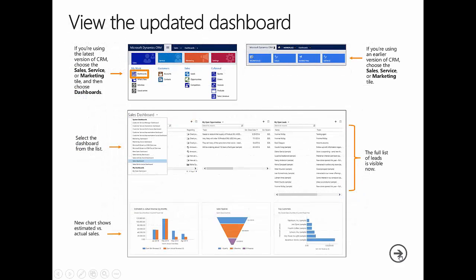View the updated dashboard. If you're using the latest version of CRM, choose Sales, Service, or Marketing, and then choose Dashboard. If you're using an earlier version, then you click Sales, Service, or Marketing tile. Next, you go and select the dashboard from the list of dashboards. The drop-down is right here. Choose the sales dashboard, and the new chart shows the estimated versus actual values, and the full list of leads is now visible.